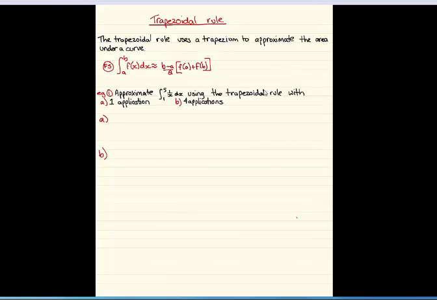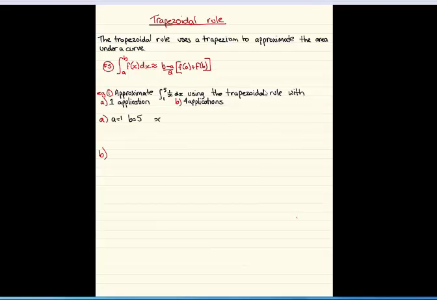So back to the question. So for one application, what we want to do is say, well, what are those values that we need? Okay? So we know that a, our starting point, is 1. We know that b is equal to 5.